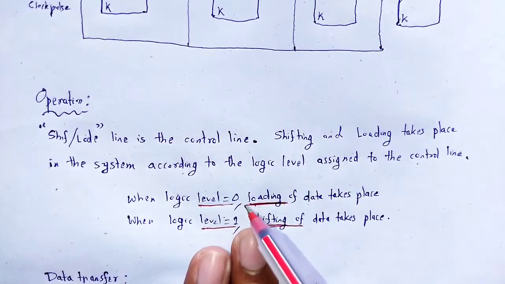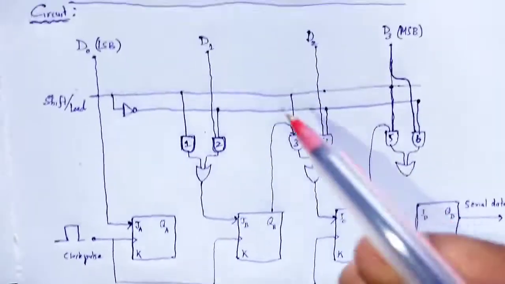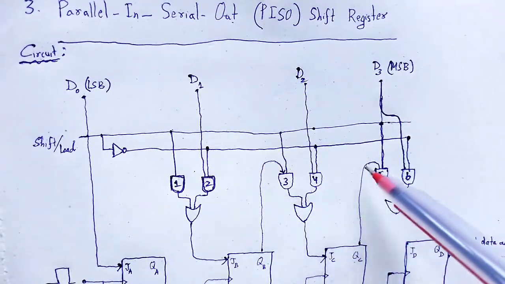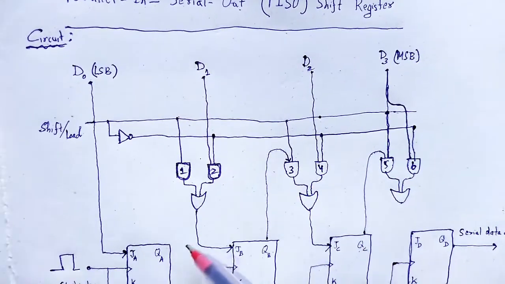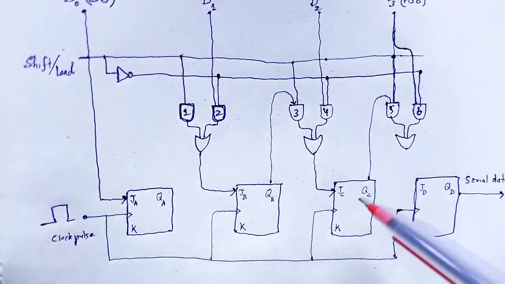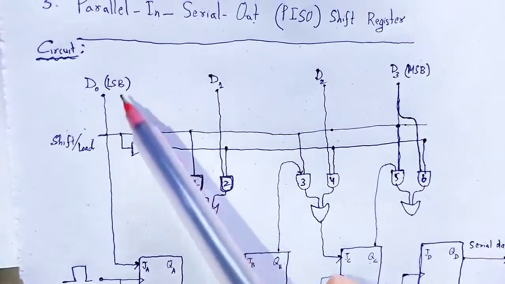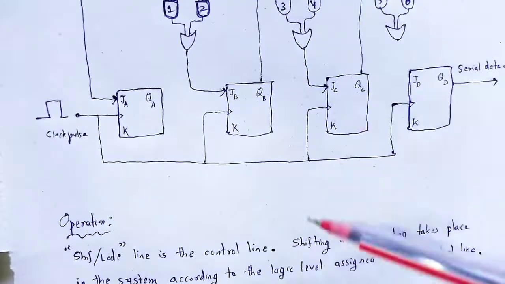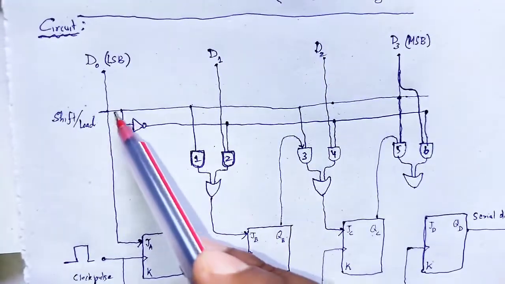When the logic level is 0, the loading takes place. As you see, when the logic level is 0, the 1, 3, 5 gates are not transferred to QA, QB, QC, QD, and finally we obtain D0, D1, D2, D3. Similarly, when the logic level is 1, this line is 1.